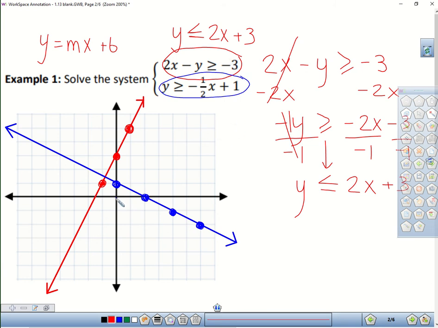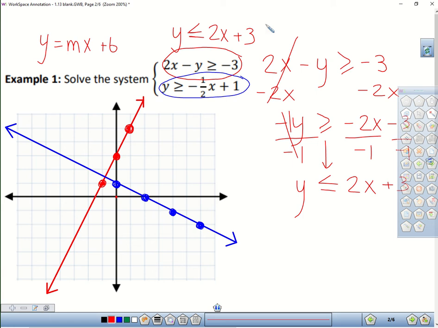Here's a way to check. You can plug in the point 0, 0. In this case, 0, 0 would be below my line. If 0, 0 satisfies my inequality, that means that part of the graph is included and I would shade below. If 0, 0 does not satisfy, you're going to shade above.